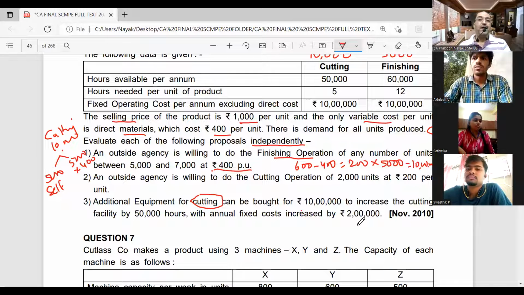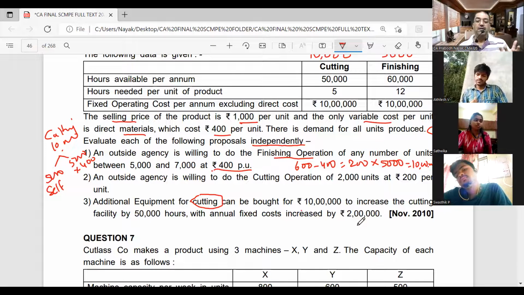Instead, what I can do is utilize that amount of 10 lakhs for increasing the capacity of the finishing process, because there is the shortcoming. There is a limitation. So instead of going for another cutting machine, which is senseless, I will go in for an additional finishing process. Right now.